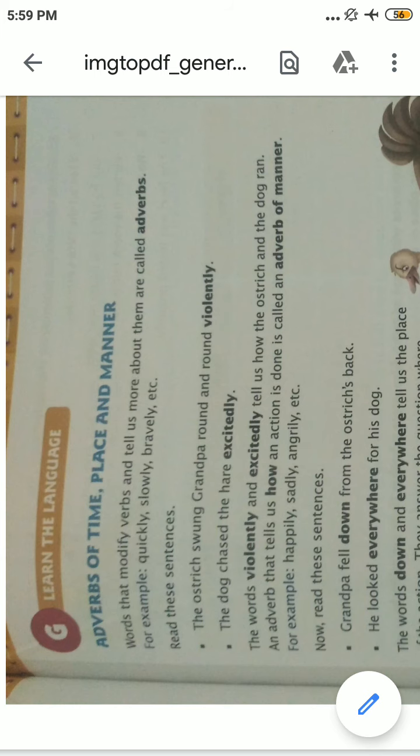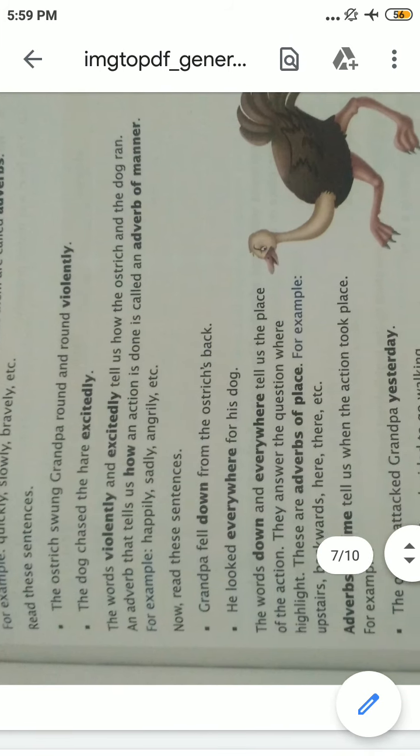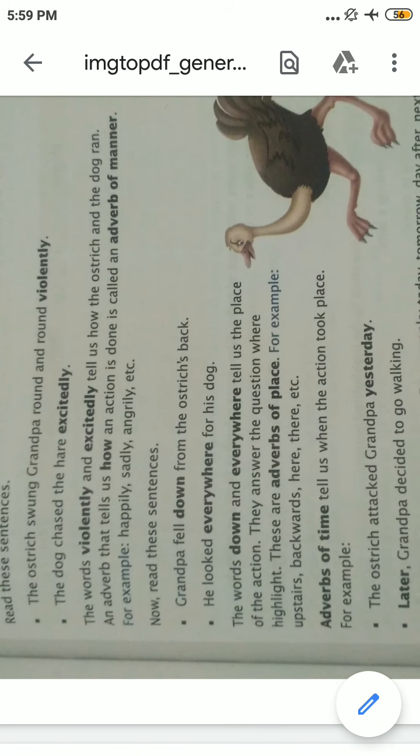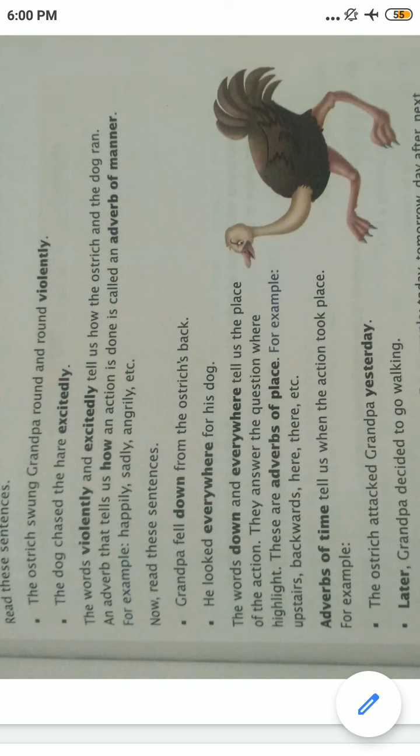So this is how we perform an action. Now we can look at some of the sentences, like, grandpa fell down from the ostrich back. He looked everywhere for his dog. Down and everywhere, they tell us about the place. So these words are telling us about the place of the action, where the action happened. The words that tell us about where the action happened are called adverbs of place.